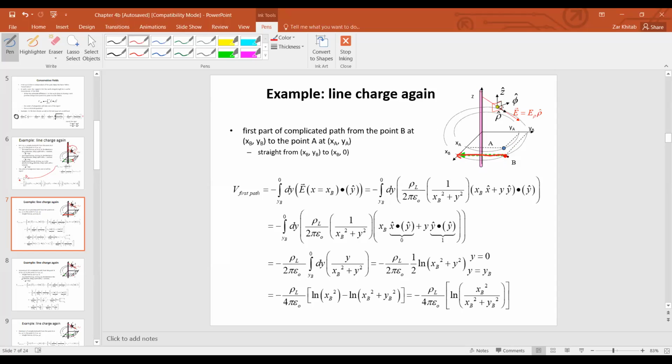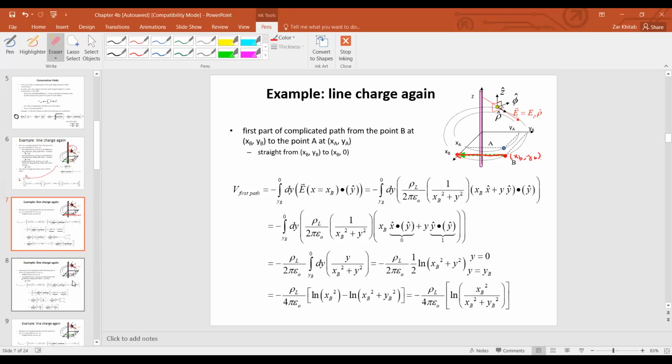And we said our initial point has coordinates xb and yb, and our final point has coordinates xb. So what's the potential difference in this path? The coordinates of the initial point are in the denominator and the coordinates of the final point are in the numerator. So this is the amount of work you're going to do.